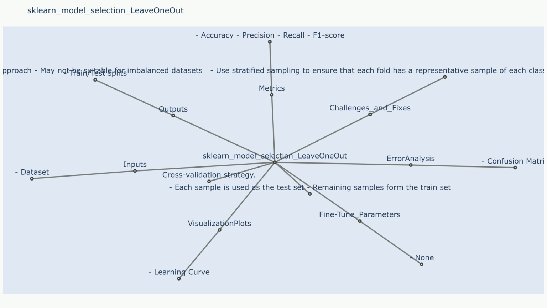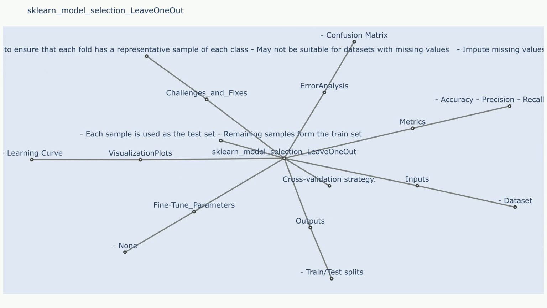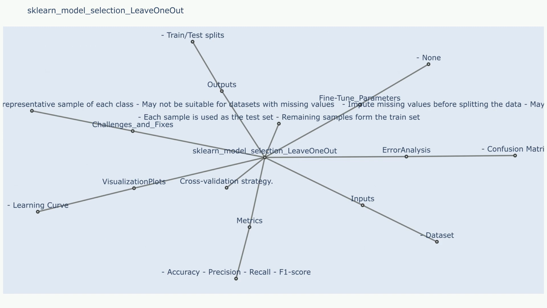Challenges and fixes: Challenge 1: High variance in performance estimates due to the small size of the training set in each fold. Sample use case: When dealing with a dataset of 100 instances, leave one out might result in highly variable performance estimates across different folds. Fixes: Use a larger dataset if possible. Consider other cross-validation strategies like k-fold cross-validation with a larger k-value.